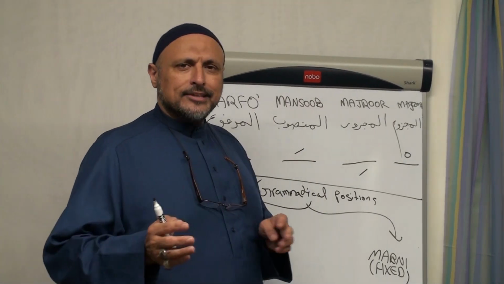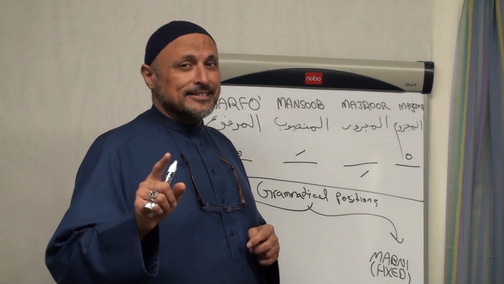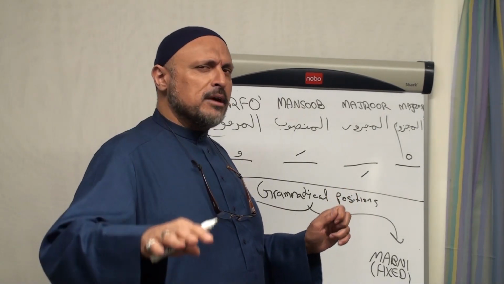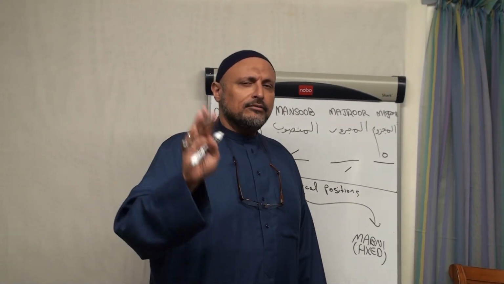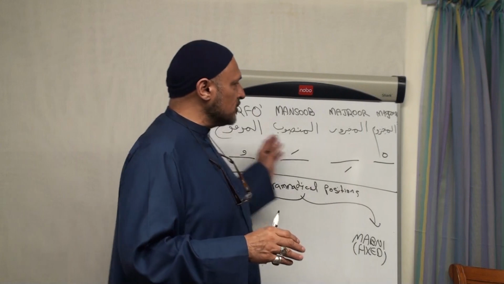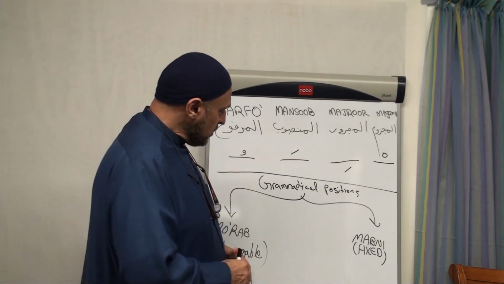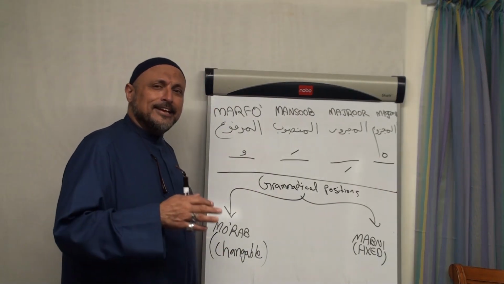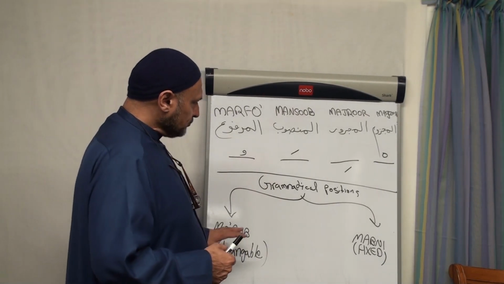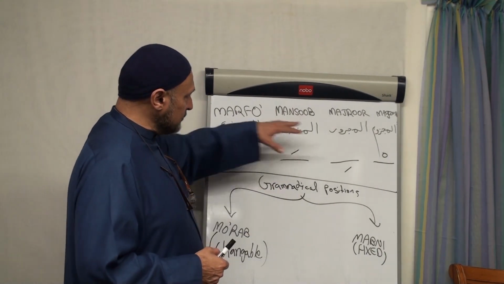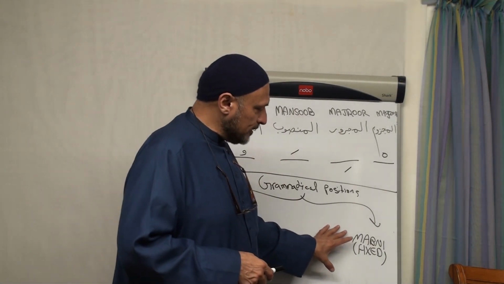Mabni also has grammatical positions, but you don't change the signs. It can be in the place of marfu', in the place of mansoob, in the place of majzoom. It takes any of these four grammatical positions, but it will never give up its signs. Mu'arab are nice people, they're flexible, they change their signs. So these four positions could be either mu'arab or mabni.